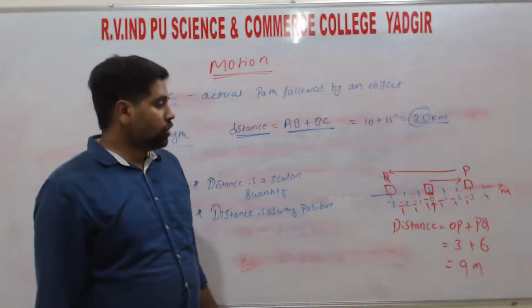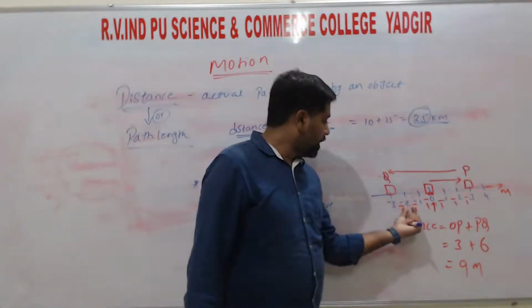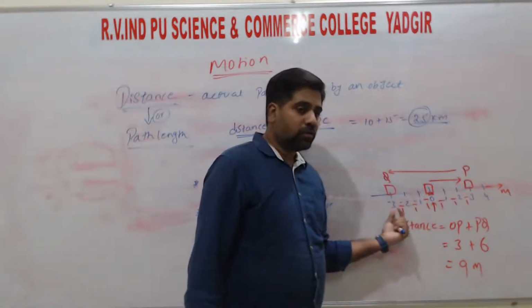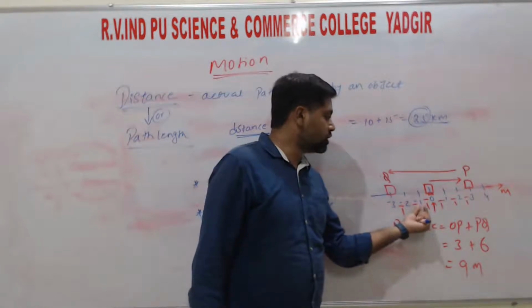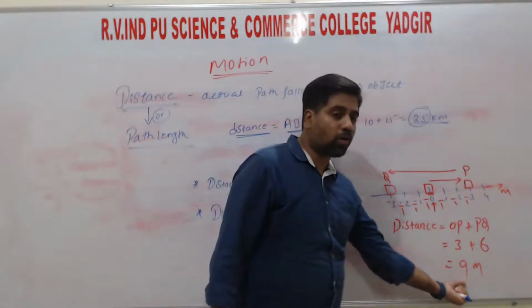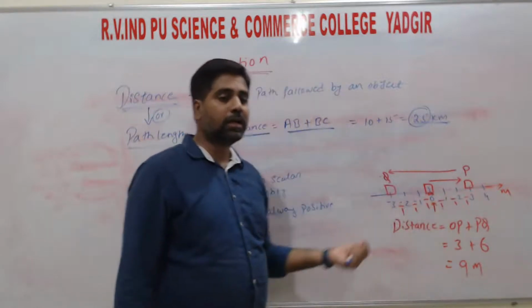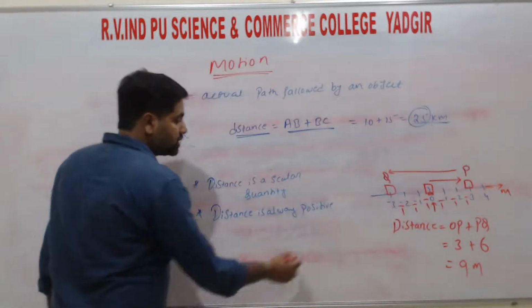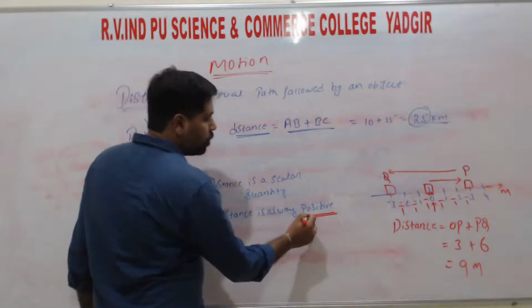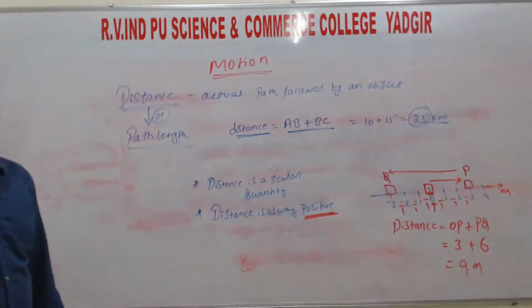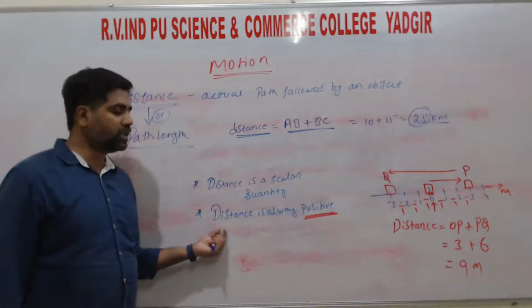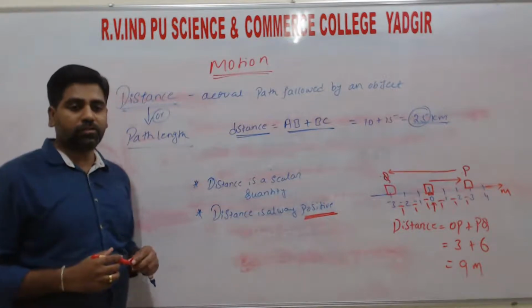meters. Even though here we have the negative values -3, -2, -1, we get the positive one because the distance which we are measuring is the actual distance. Hence, distance is always positive, right? So this one is important. Distance is always positive, right?